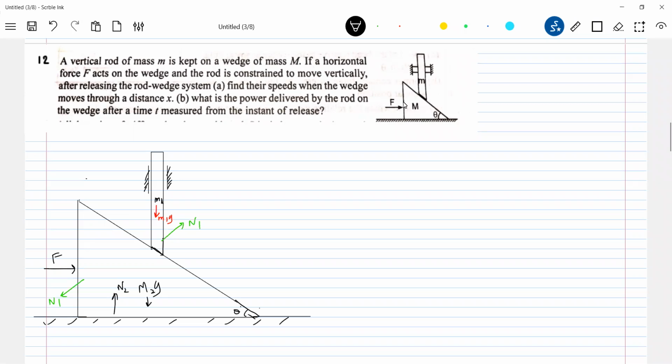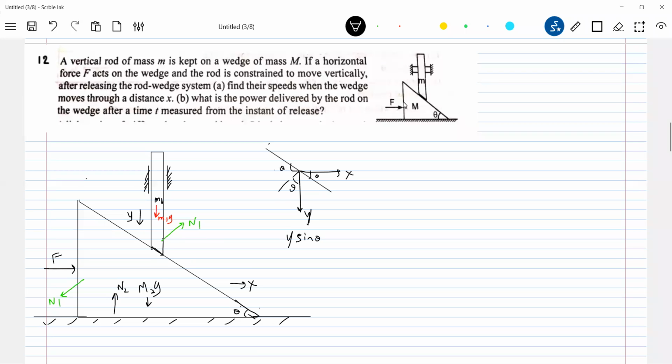The wedge moves by distance x. When this moves by distance x, what will happen to the rod? The rod will descend a distance y. We need a constraint equation. So this is the inclined plane. This is a distance x, this is a distance y, and this is theta. The constraint equation between x and y: y sin theta should be equal to x cos theta, or y cos theta should be equal to x sin theta.